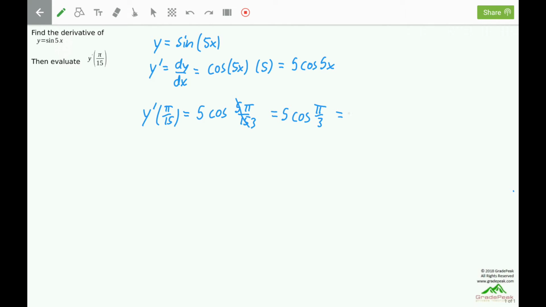The cosine of pi over 3 is 1/2. We will have 5 times the 1/2. You can think of that as 5 over 1. Multiply the numerators, 5 times 1 is 5. Multiply the denominators, 1 times 2 is 2. And we result in 5/2.